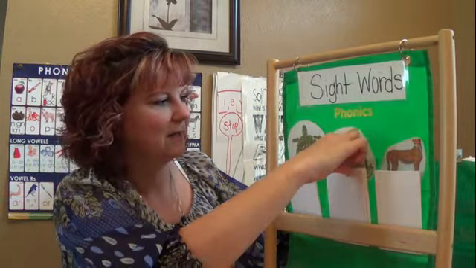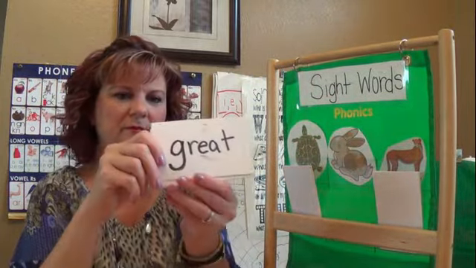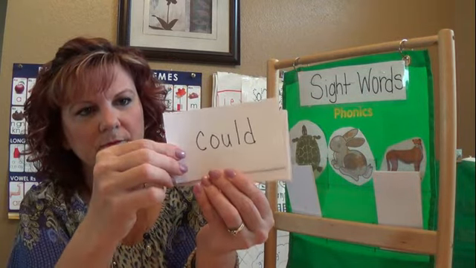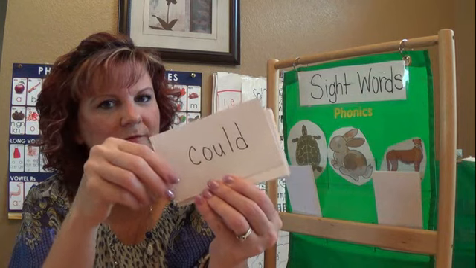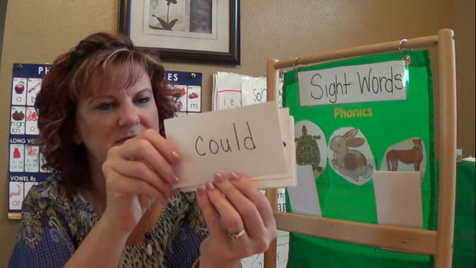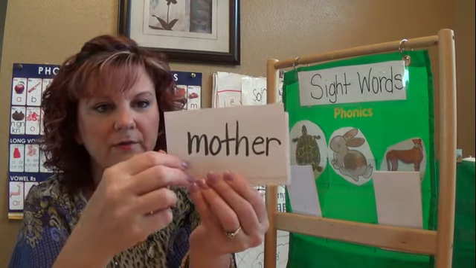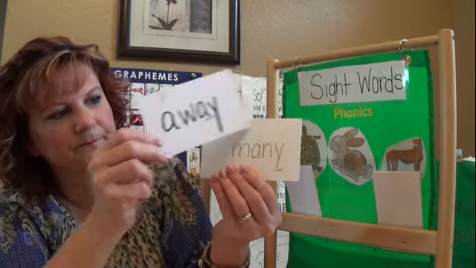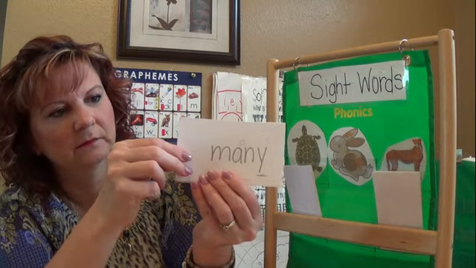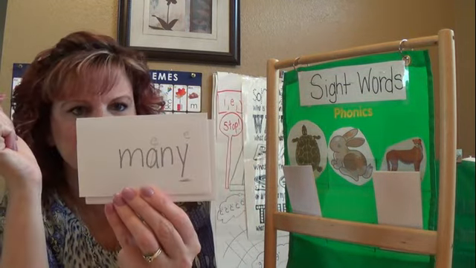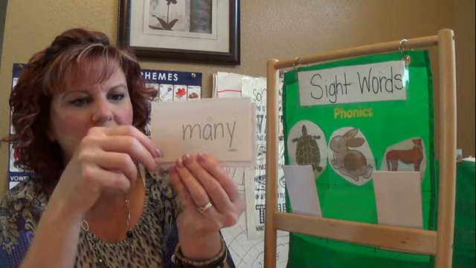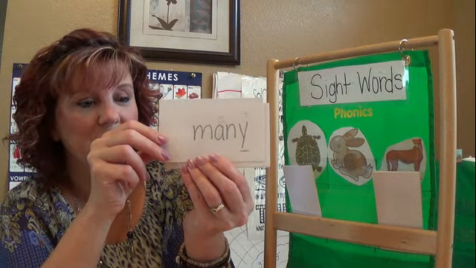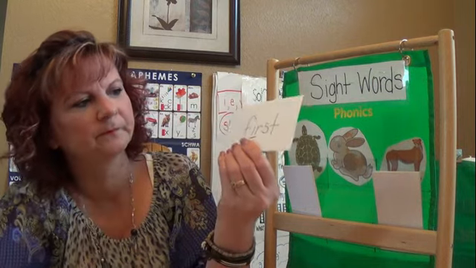Okay. Next, we have the bunny words. All right. Great. Could. You didn't say cold, did you? All right, make sure you say could, because that's a mistake we sometimes make. Mother. Kind. Away. Many. And you can see the little markings because we've talked about how these rules, how these letters sound and how they break the rules, or if there is a spelling pattern. So that's what those little marks are.